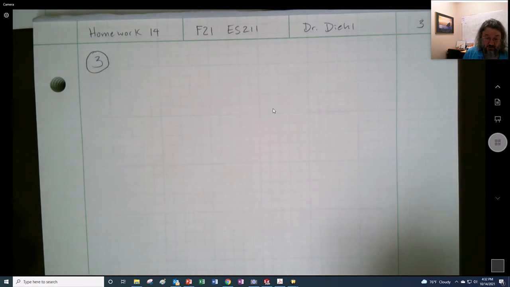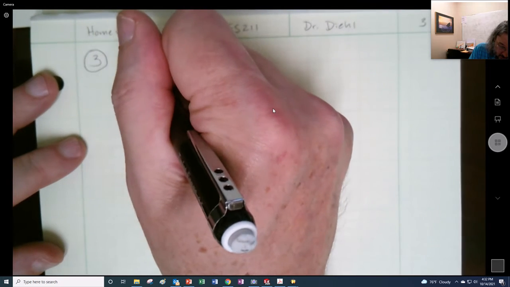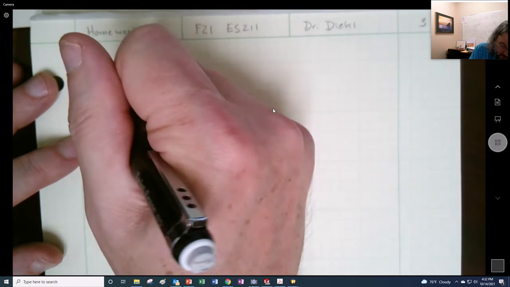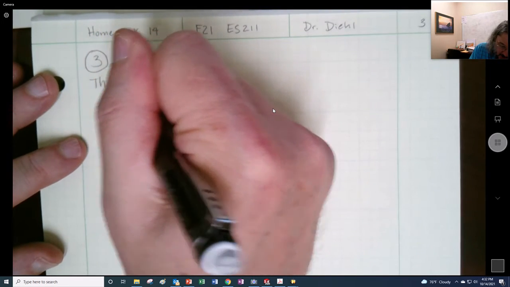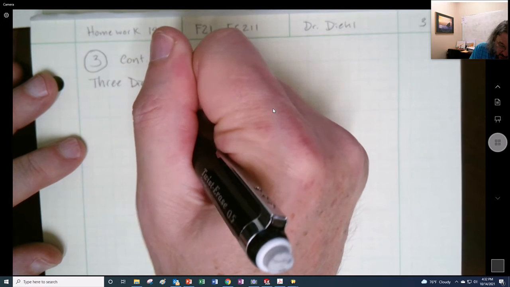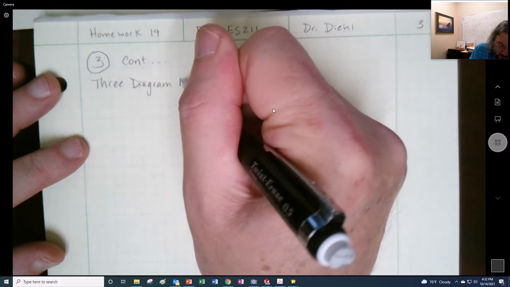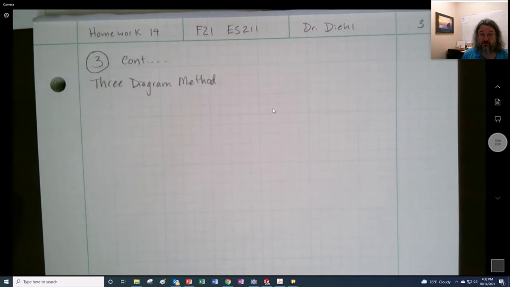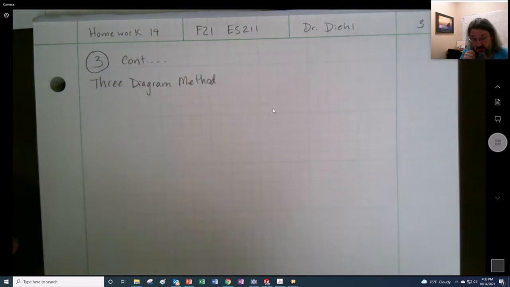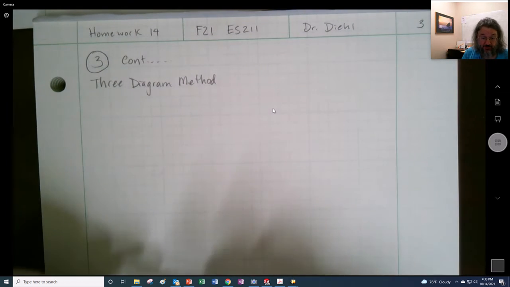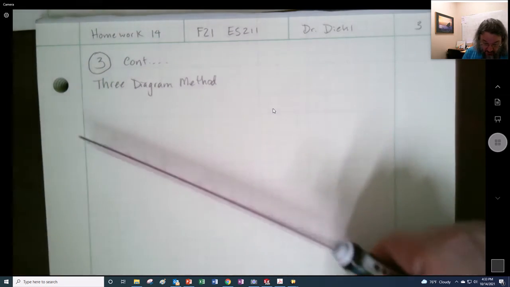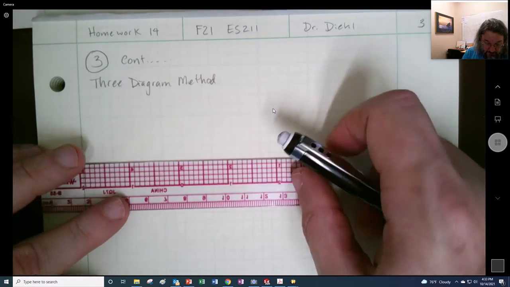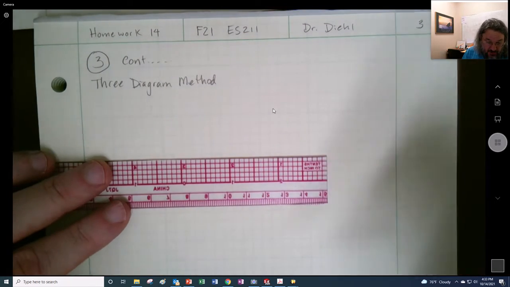All right, so we're going to do the 3-diagram method. This is problem 3 continued, and here's the 3-diagram method. And we're going to continue. We're going to need to do some more of these when we do acceleration analysis. We have to do a velocity analysis to do an acceleration analysis. So maybe we will have some more opportunities to practice these problems. I'm sure we will.